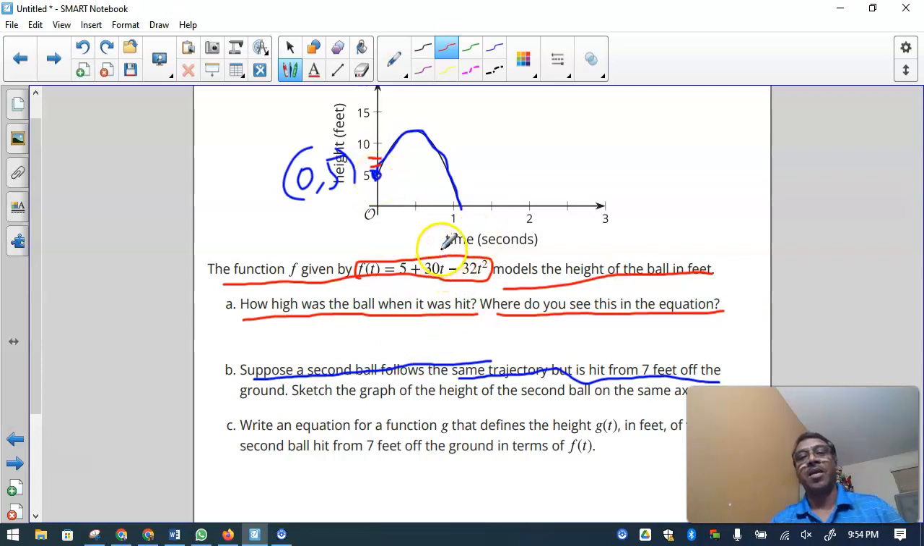Now, I just wanted to make sure you understand what this 30t is. It means the ball is thrown at 30 feet per second, the speed of the ball. So every second the ball travels 30 feet. Now, what does this 32 mean? That means the gravity of the earth pulls the ball downwards at 32 feet per second squared. So every second the speed of the ball is reduced by 32 feet per second. That's why there is a deceleration.